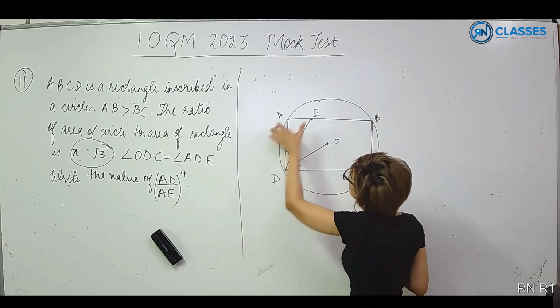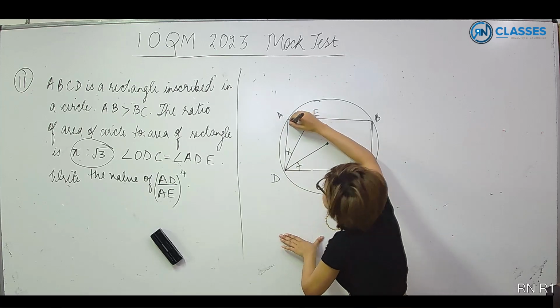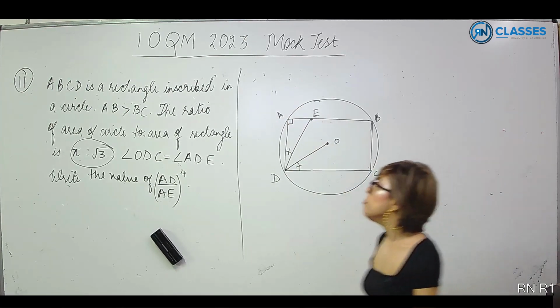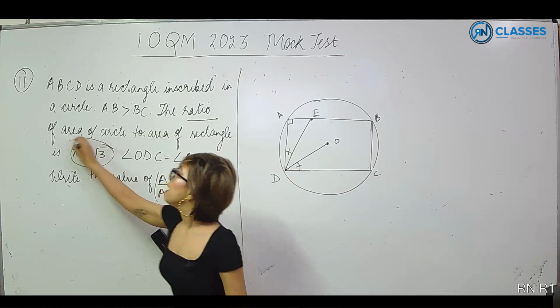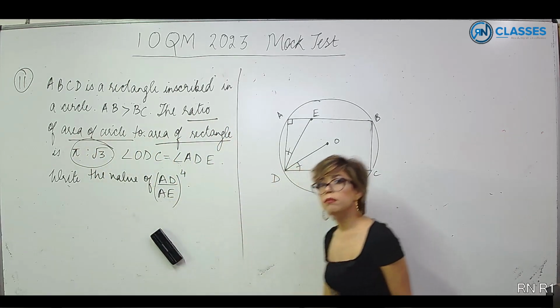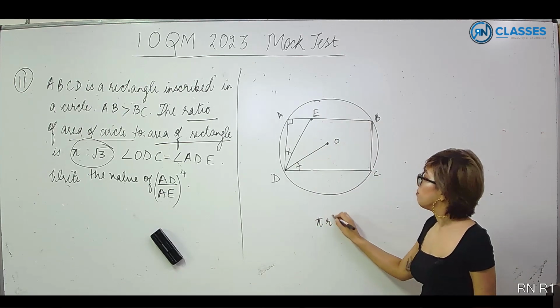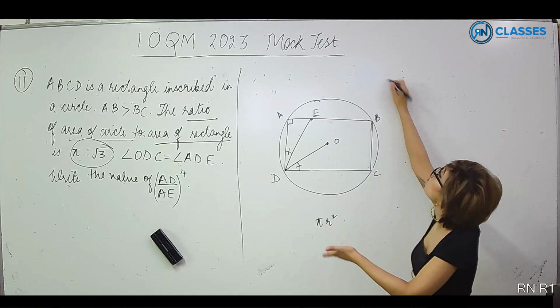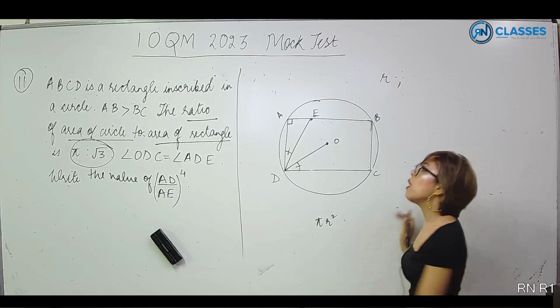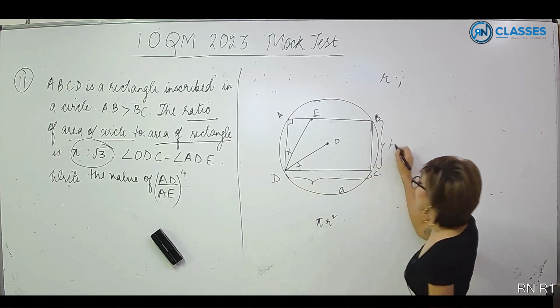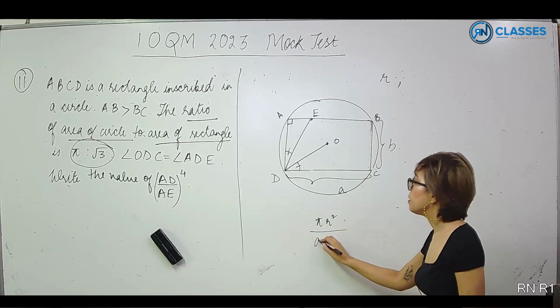So AD is here, AE is here. Also I know that this is a rectangle, so 90 degrees. I might be able to use that. Now the main condition is this: the ratio of the area of the circle to the area of the rectangle. Now obviously the area of the circle is pi r square, so I'm considering the radius to be r. Now the area of the rectangle, if I consider this to be A and this to be B, is A times B.